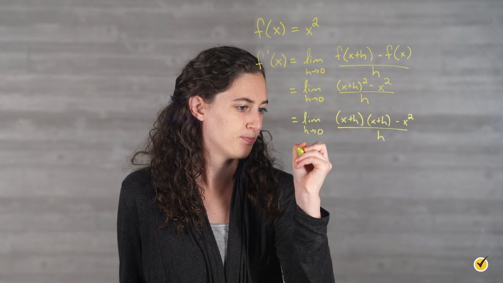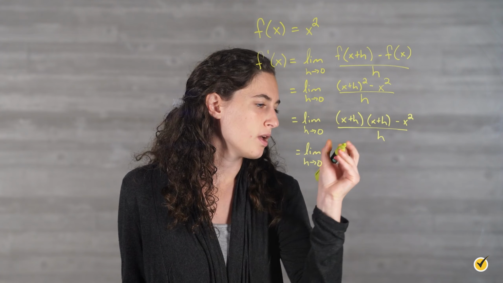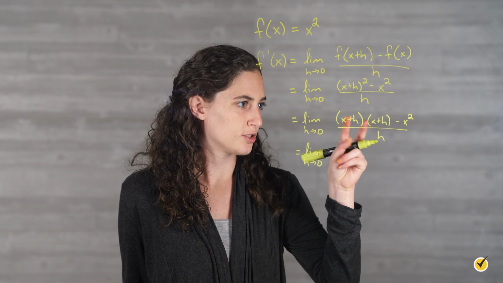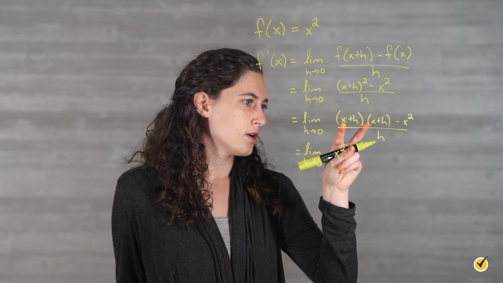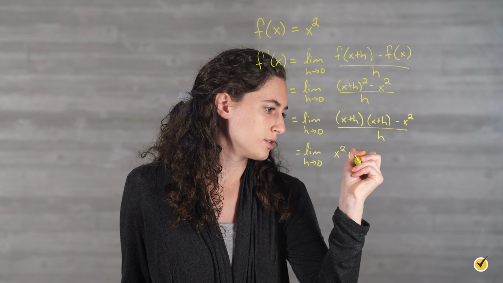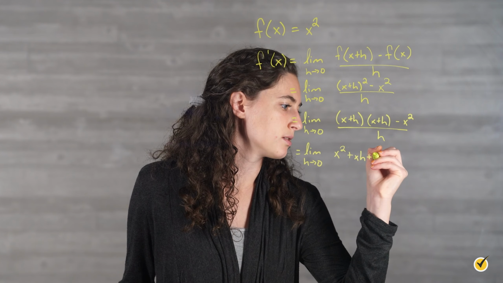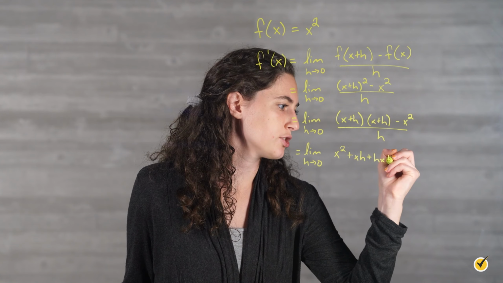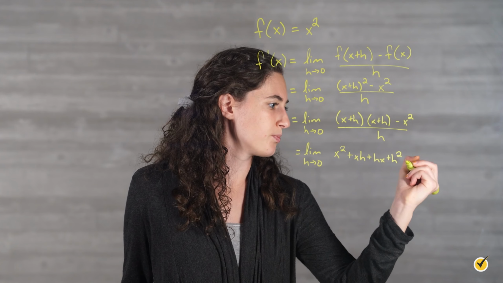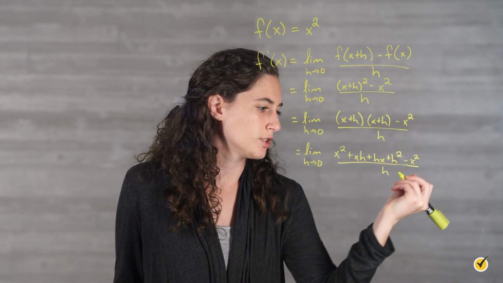And now we can FOIL. So we'll have the limit as h approaches 0 of FOIL stands for first, so x times x is x squared, plus outer, x times h is xh, plus inner, which is h times x, plus last, which is h times h, which is h squared, minus x squared over h.